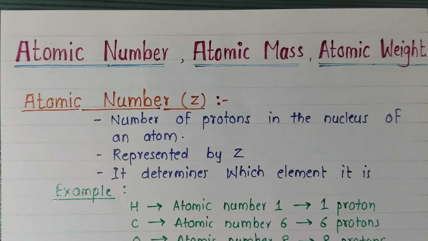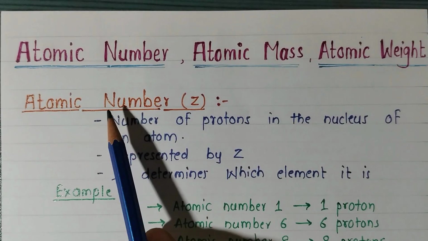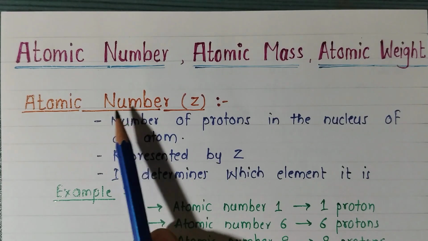Today we are going to clear up one of the most confusing topics in basic chemistry, that is atomic number, atomic mass and atomic weight. They sound similar but they are not the same. By the end of this video you will understand each term clearly with simple examples. So let's get started. First of all, we understand atomic number.